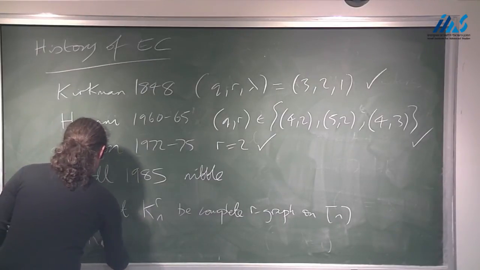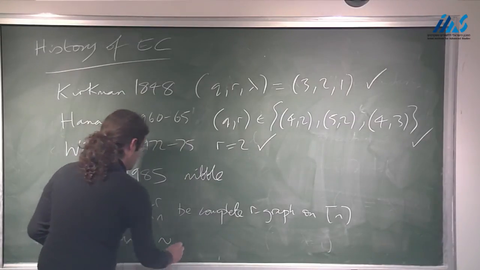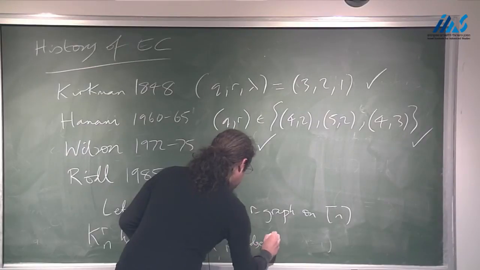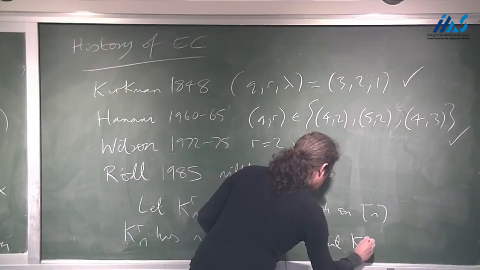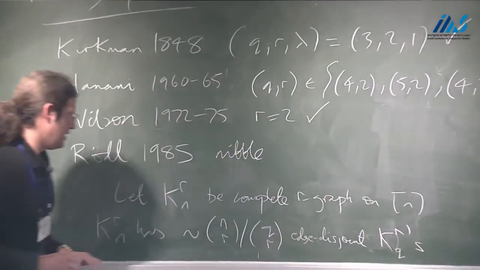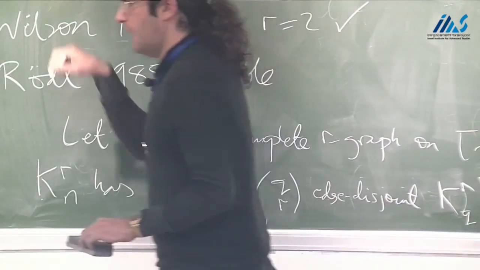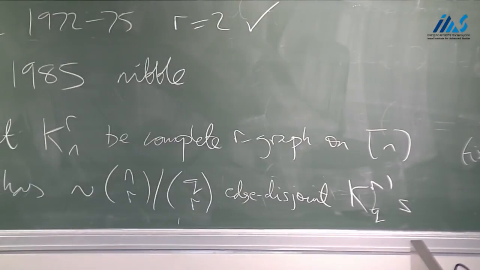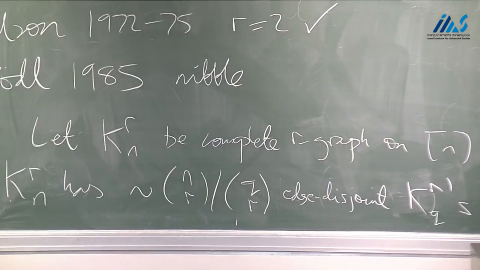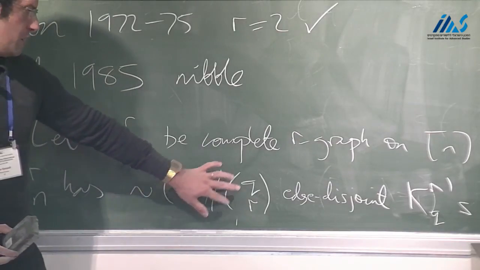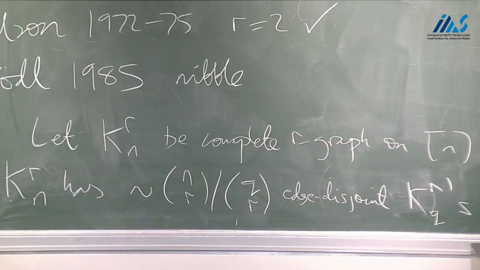His result is that K_N^R has asymptotically N choose R over Q choose R edge-disjoint K_Q^R's, as N tends to infinity with Q and R fixed. I can think of a Steiner system with parameters N, Q, R, just as I described a Steiner triple system as a triangle decomposition of the complete graph K_N, as a K_Q^R decomposition of K_N^R. If I had such an object, the number of K_Q^R's would be N choose R over Q choose R, since N choose R is the total number of edges, and each K_Q^R covers Q choose R of them. So his theorem says you can find asymptotically that many.